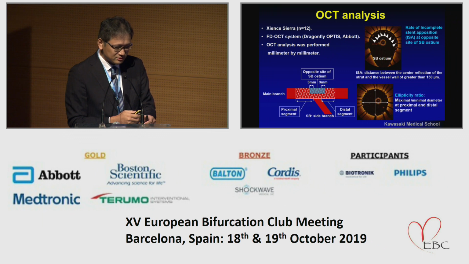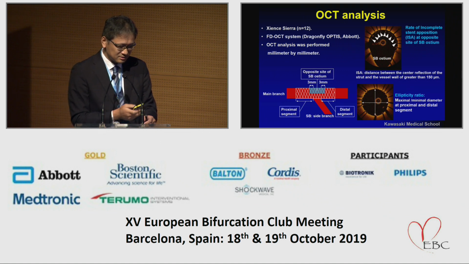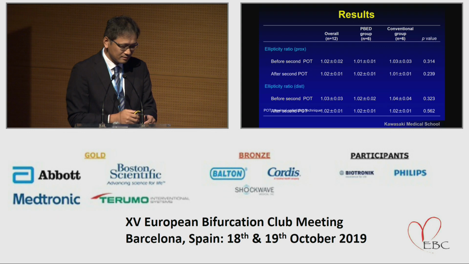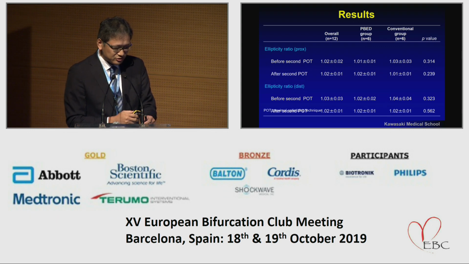FD-OCT system was used in this study. OCT analysis was performed millimeter by millimeter. The rate of malapposed stent strut at the opposite side of the side branch ostium was analyzed in this study, and the ellipticity ratio was calculated as maximum stent diameter divided by minimum stent diameter at both proximal and distal segment. Ellipticity ratio at both proximal and distal segment was similar between the two groups.